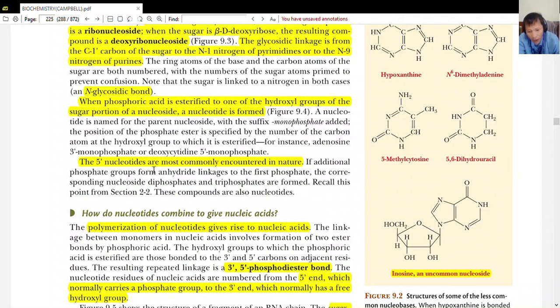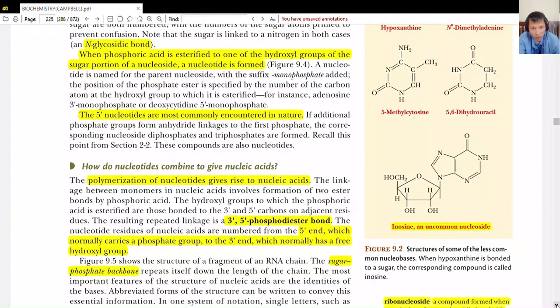So it has something to do with the 5 prime and 3 prime, as you can see from that discussion. The 5 prime nucleotides, meaning on the other end, because there's only a 3 prime and a 5 prime end, the 5 prime end nucleotides are most commonly encountered in nature. So it is common in nature. The nucleotides not in the 5 prime, maybe there are, but they are not encountered in nature. So we have to pay attention to it because that's how nature is built.